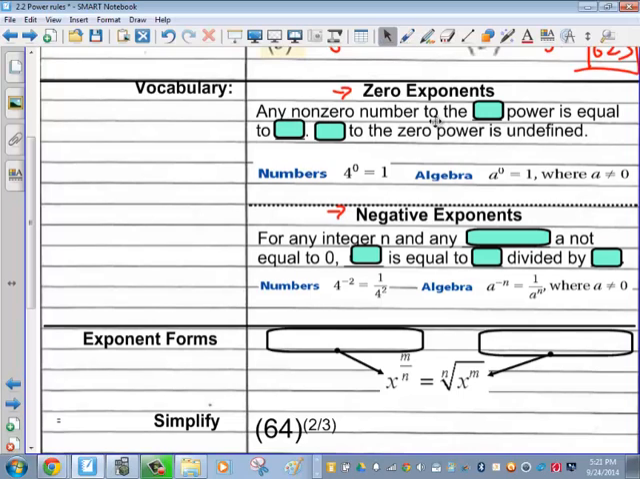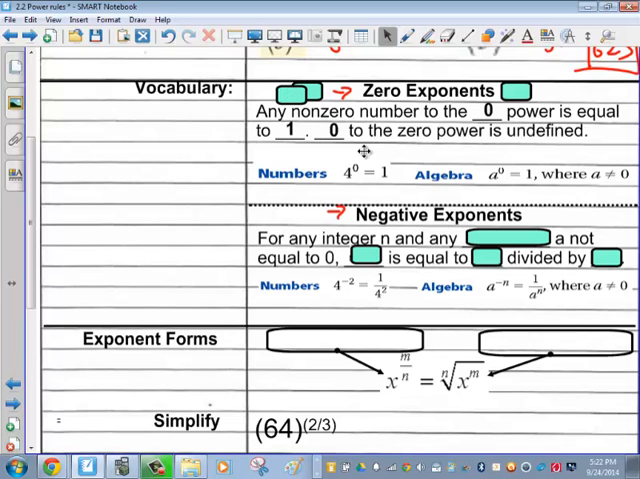Any non-zero number to the 0 power is equal to, guess what? 1. Yeah. So anything to the 0 power is 1 except for 0. That's a weird one. 0 to the 0 power, we're not sure about that one. Okay? So 0 to the 0 power is this thing of undefinedness. That's what I was talking about, it being weird.